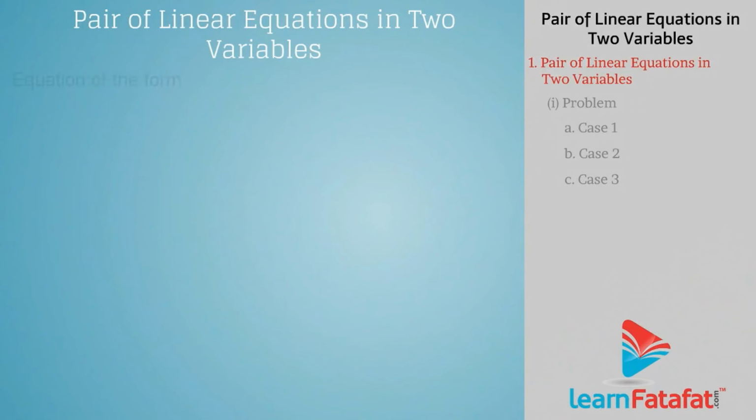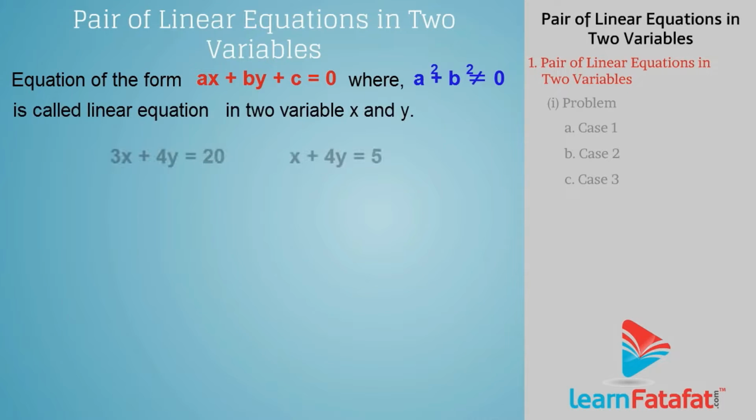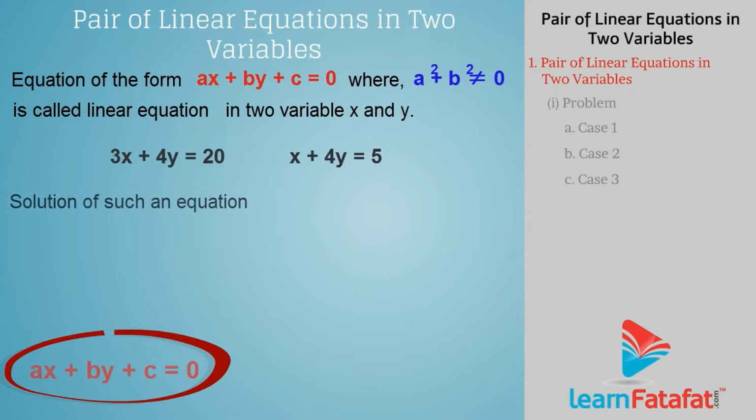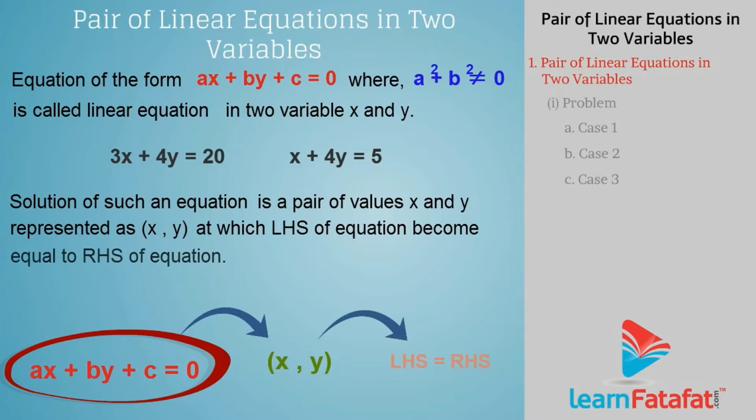Pair of linear equations in two variables. An equation of the form ax + by + c = 0, where a² + b² is not equal to 0, is called a linear equation in two variables x and y. A solution of such an equation is a pair of values (x, y) at which the LHS of the equation becomes equal to the RHS of the equation.